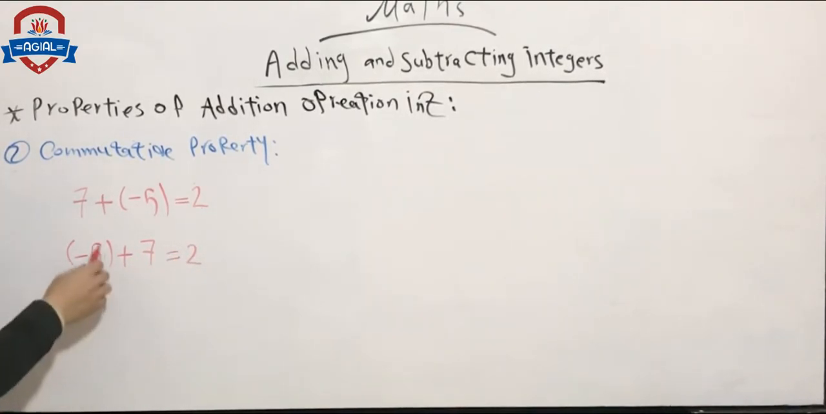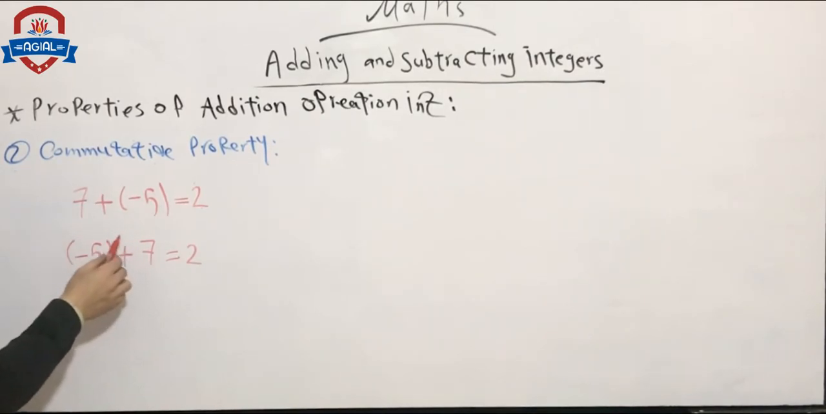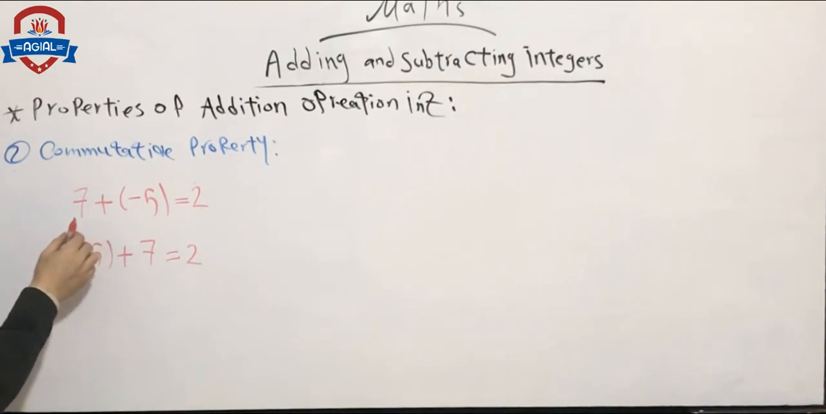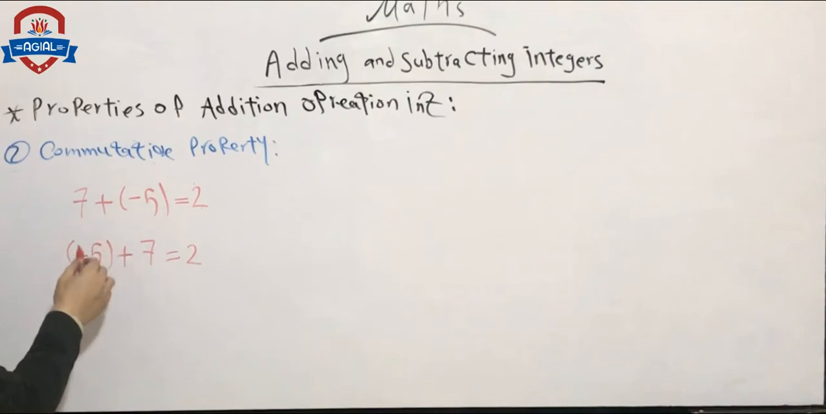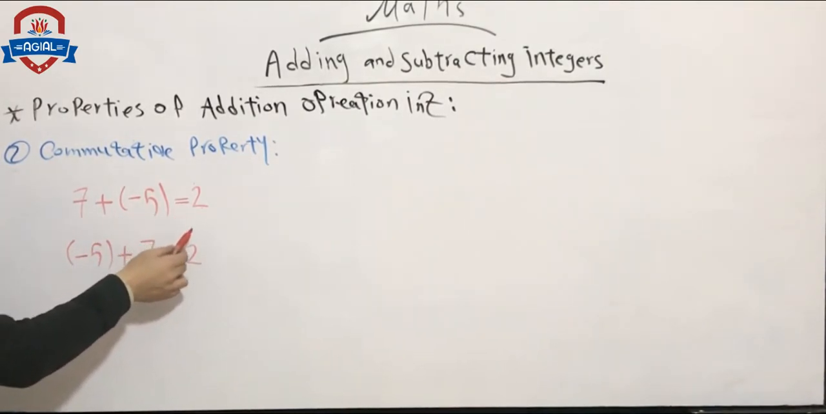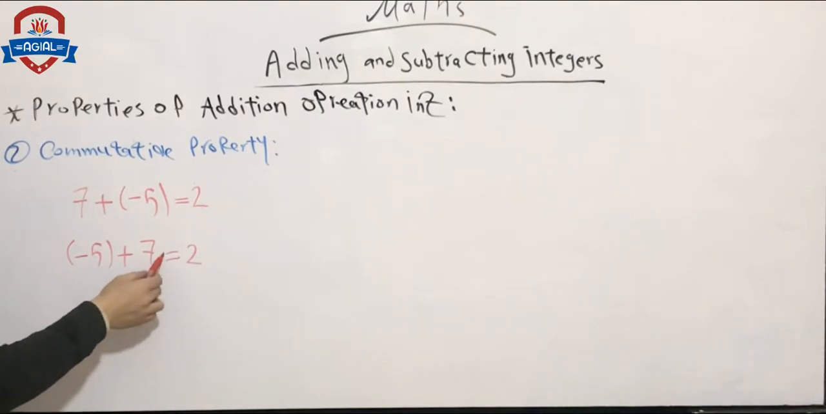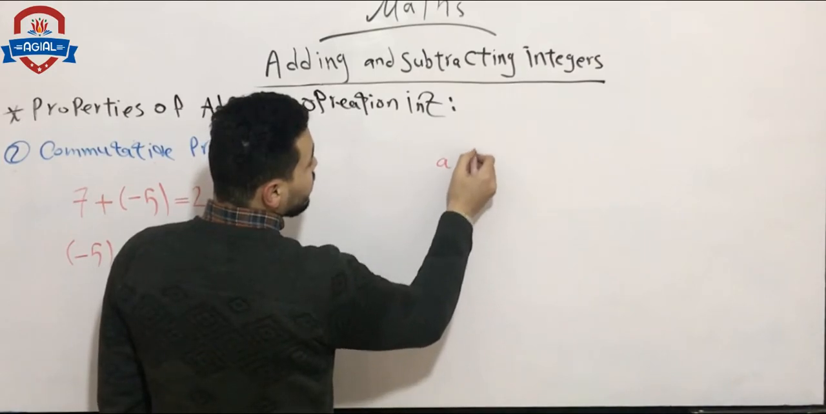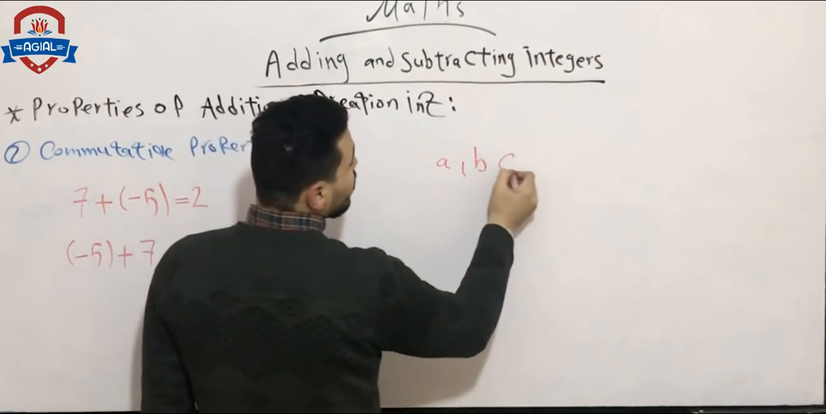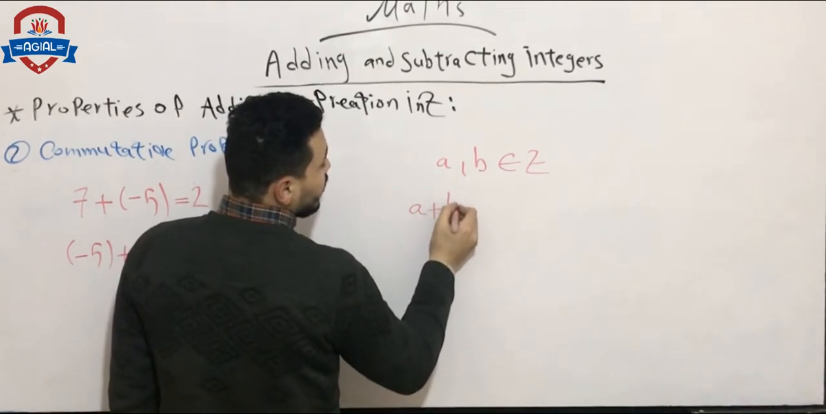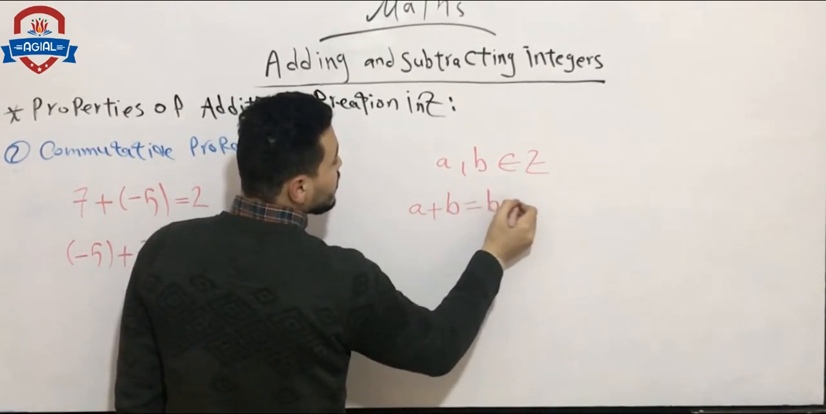2. So the sum of any two integer numbers doesn't change if we commute their position. 7 plus negative 5 equals 2 and negative 5 plus 7 equals 2. So if we have A and B belonging to Z, A plus B equals B plus A.